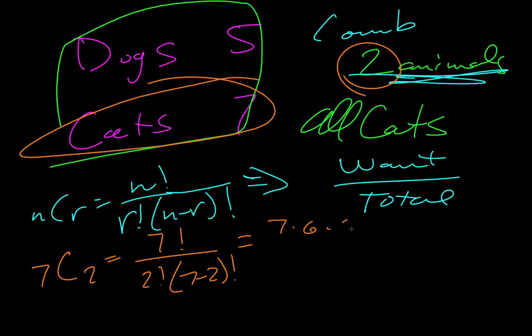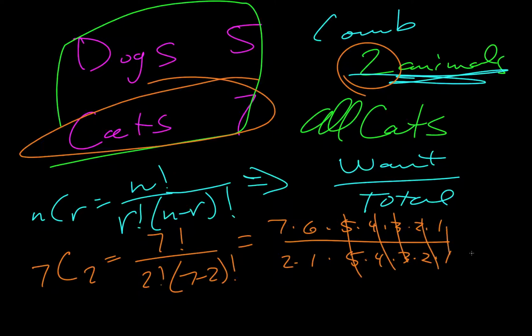So that's 7, 6, 5, 4, 3, 2, 1 over 2 times 1, and then 7 minus 2 is 5, so 5, 4, 3, 2, 1. These all cancel. So we have 7 times 6 over 2. So that's 21. Alternatively, we could say 6 divided by 2 is 3, and then 7 times 3 is 21, if you ever want to think of it that way.